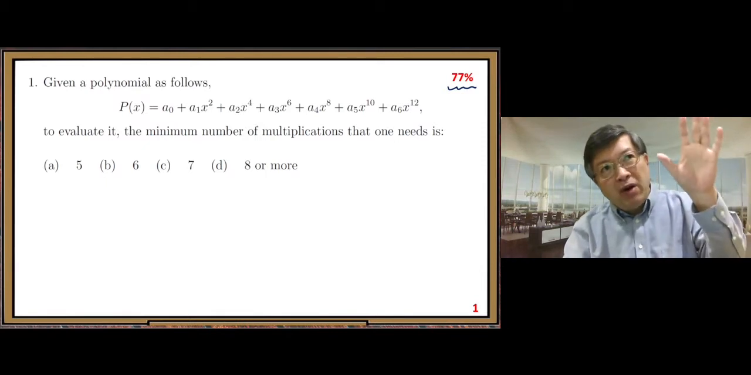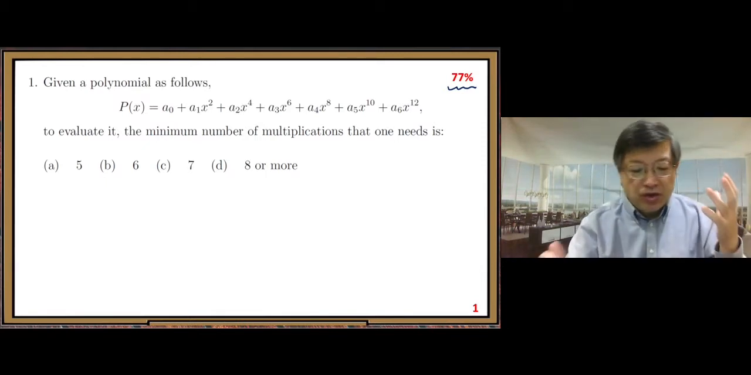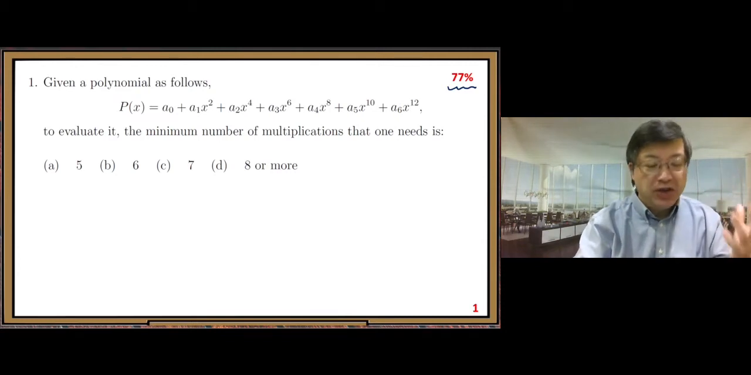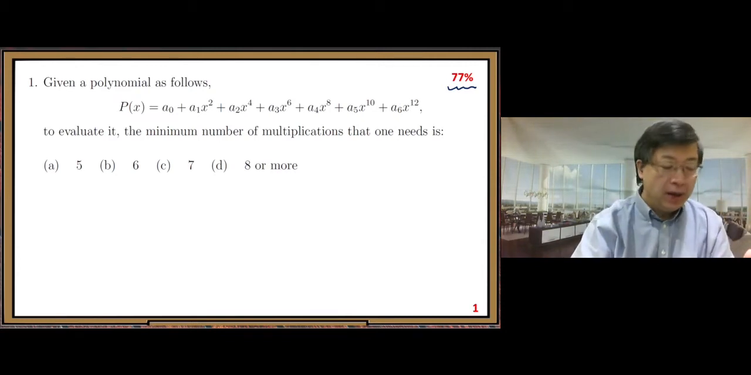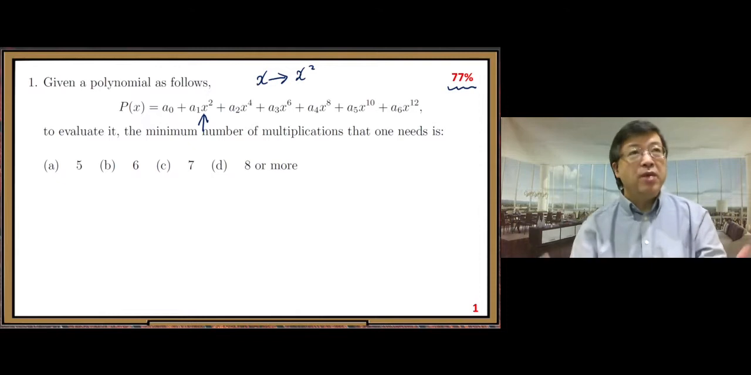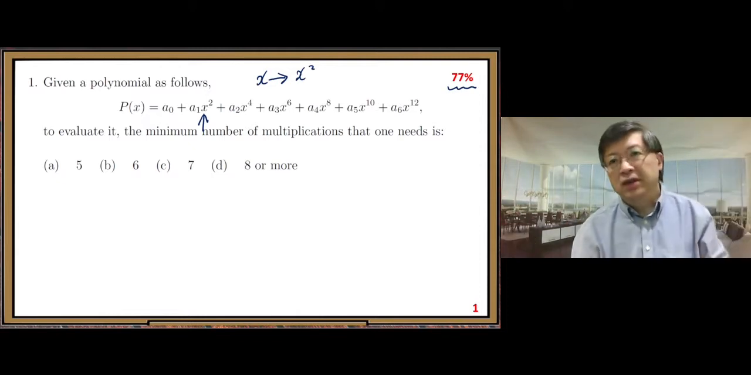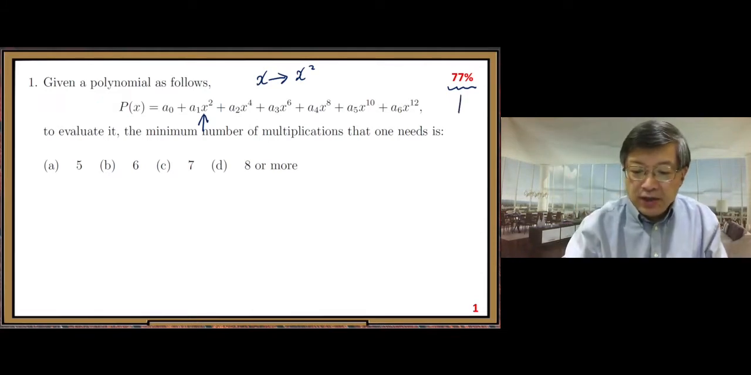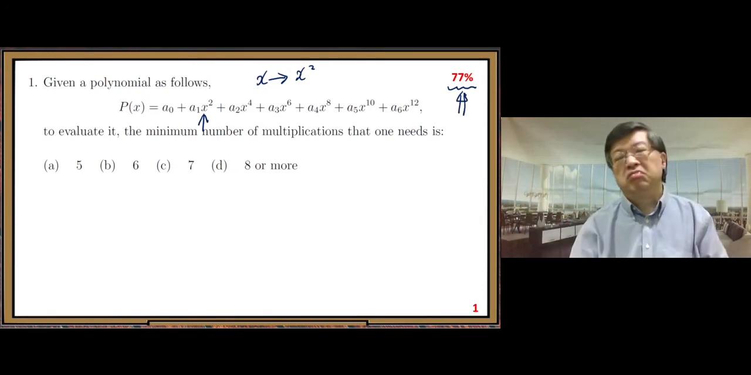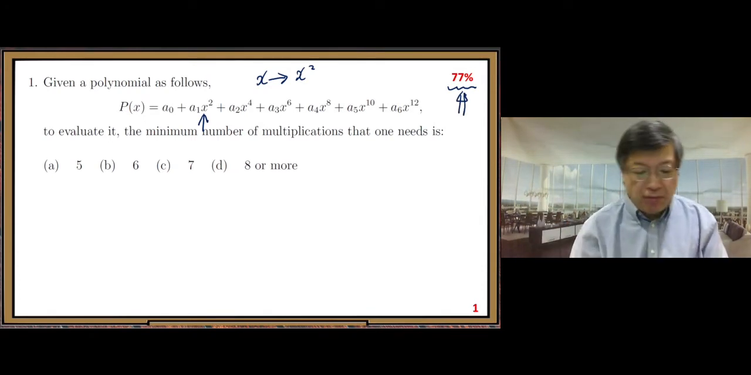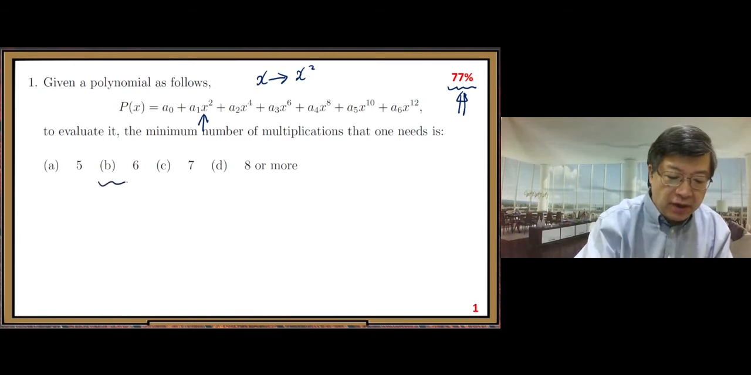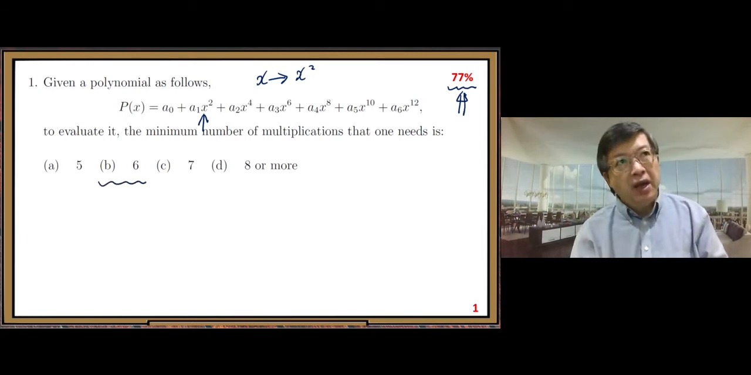First, I modified our original question. In our original question, each term just uses the variable x directly. But in this one, you can see, I replaced x by x squared, right? The rest remains the same. Only one special place I changed a little bit. Then, suddenly, 77% couldn't get a correct answer. Most of you gave me this answer, option B.